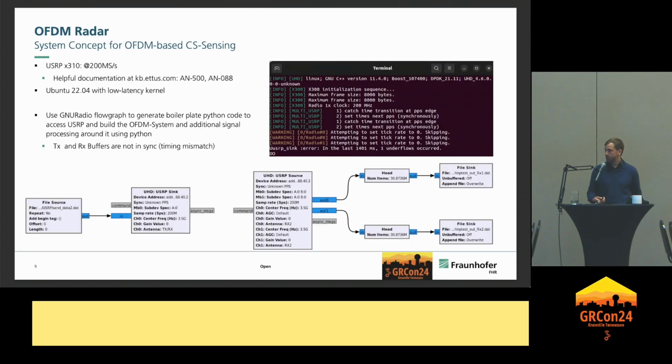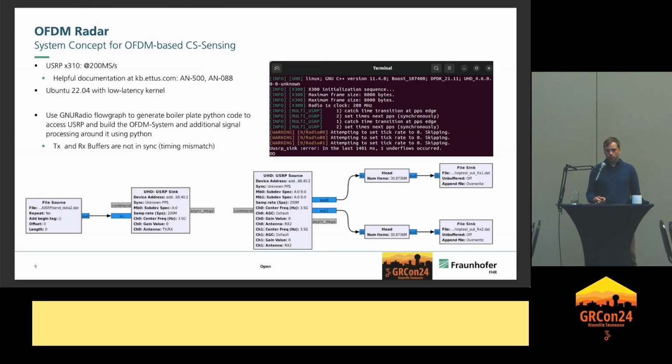So, this OFDM system I built around the SDR, so I can really stream the samples into the real world. I just did a very basic GNU Radio flow graph with a USRP source and a USRP sink. And I had a vector source and a vector sink, unlike here in this flow graph, but you can also use the vector source and sink, where I then streamed in the data from my OFDM system.